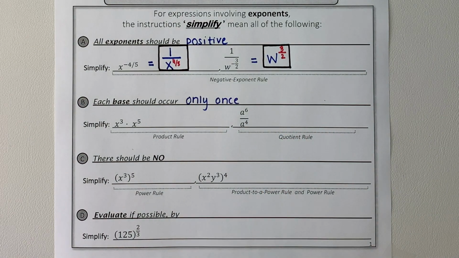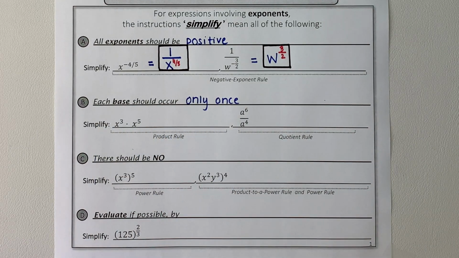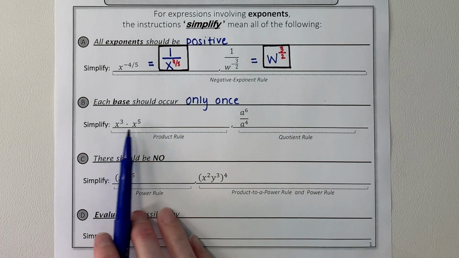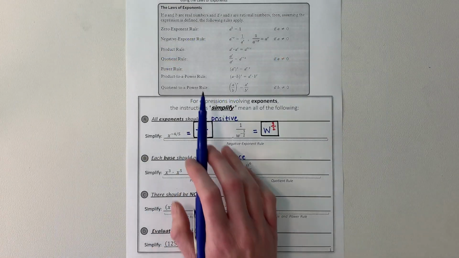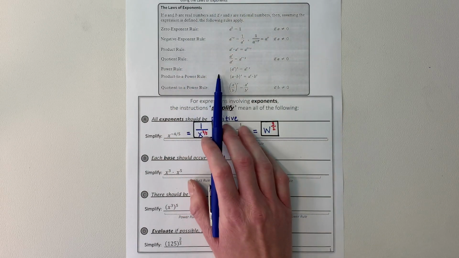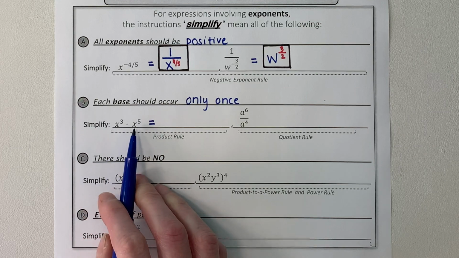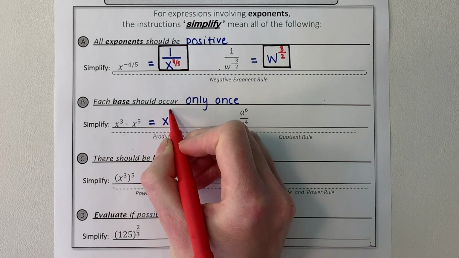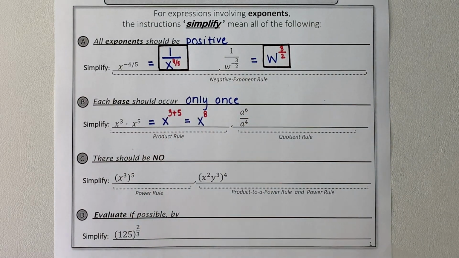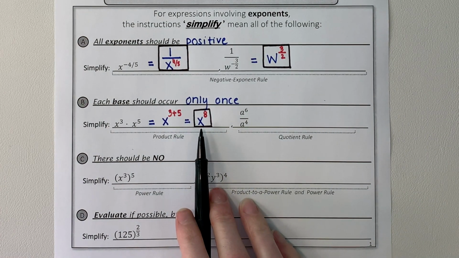In addition, if you're asked to simplify, that means that each base should occur only once. Let's look at some examples. This expression is not yet simplified because the base x occurs more than once. We're going to use the product rule here. And remember, all of those laws of exponents are in this box up here. The product rule says that when you multiply 2 quantities with the same base, we keep the base and we add the exponents. So we'll take 3 plus 5, and that will leave us with x to the 8th. This is simplified because now the base x only appears once.